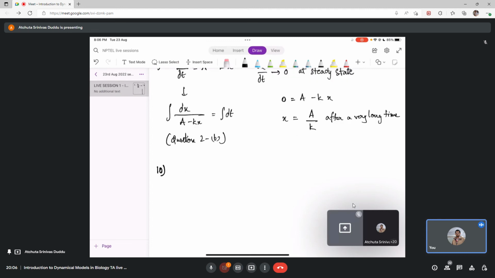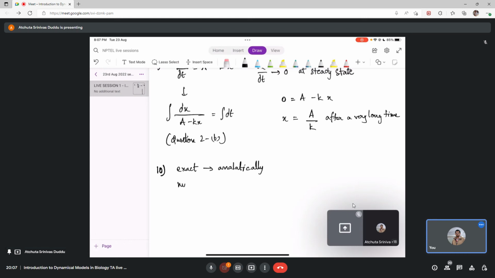Okay, then the 10th one: what do we mean by the exact and numerical solutions of an ODE? An exact solution of an ODE would be analytically solving the ODE and then finding the equation. That is possible when the ODEs are linear or of some particular nonlinear forms for which you have certain techniques to solve. It's not possible always. So exact solutions are the ones solved analytically, right?